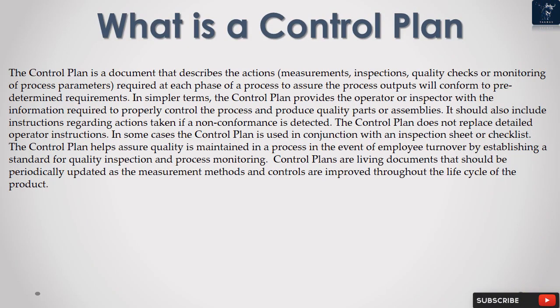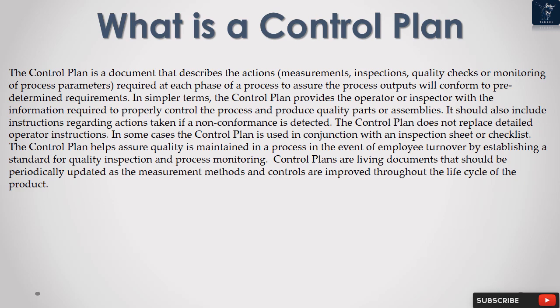What is a control plan? The control plan is a document that describes the actions, measurements, inspections, quality checks, or monitoring of process parameters, required at each phase of a process to assure the process outputs will conform to predetermined requirements. In simpler terms, the control plan provides the operator or inspector with the information required to properly control the process and produce quality parts or assemblies. It should also include instructions regarding actions taken if a non-conformance is detected.